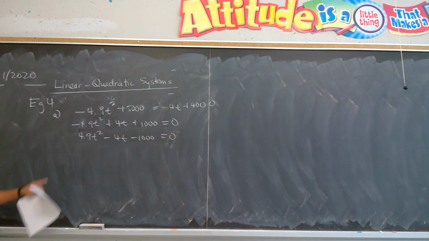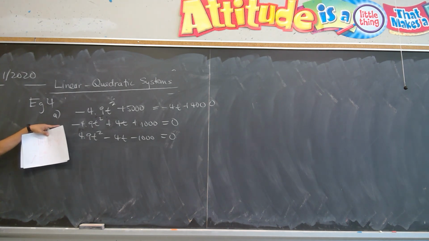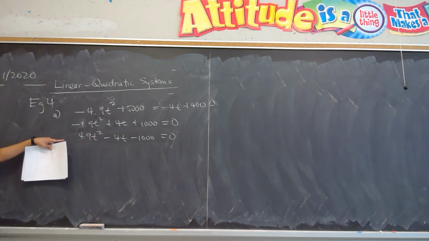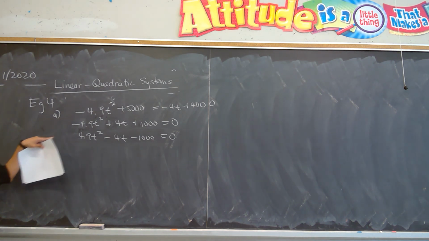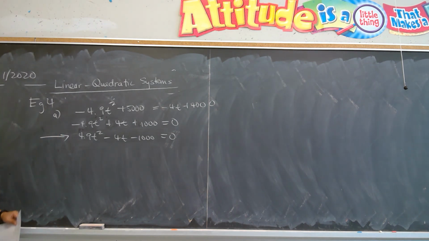Either one is fine. Everyone agree that these are exactly the same? The a value is negative, and by multiplying everything by negative 1, it just changes. So I apologize. For my solution, I'm going to use this one. Is that okay?